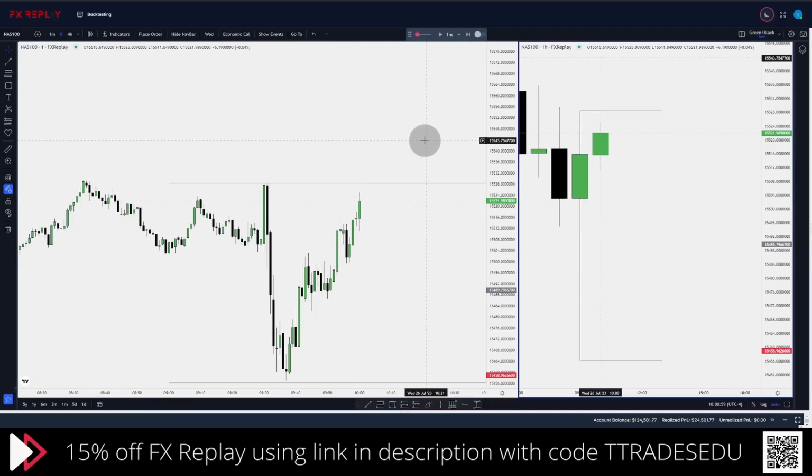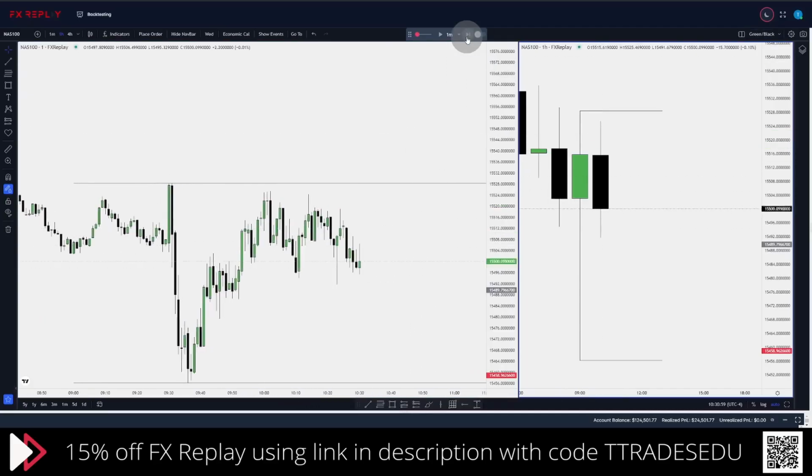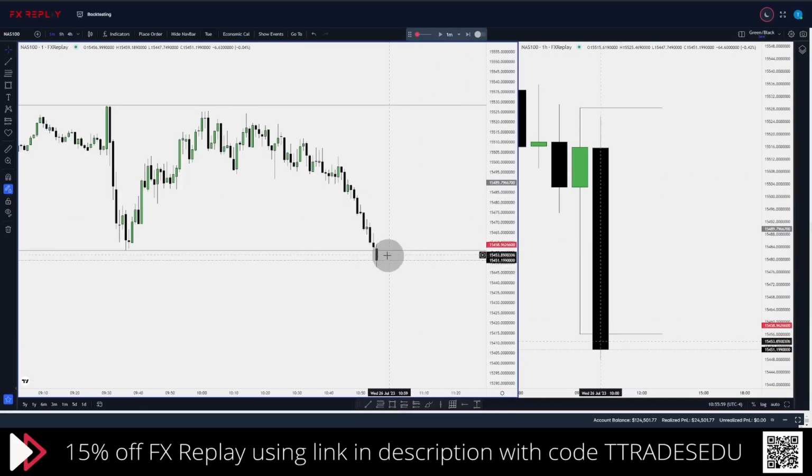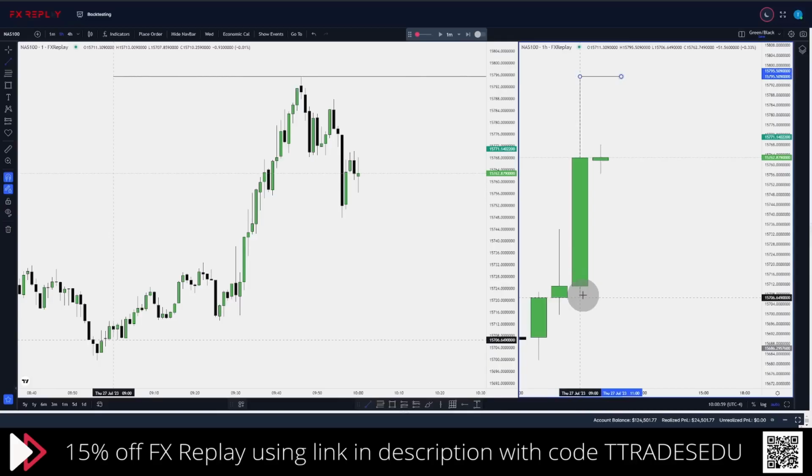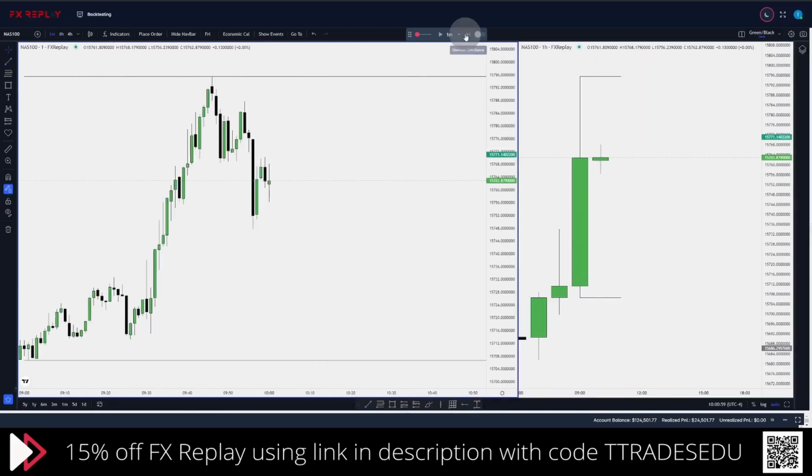So here we are on the 26th. Okay, here's our sweep, but where are we at? Here's our 11. So does an entry provide itself at 11? No. Going to the next day. Here we are on the 27th. Let's mark out our high and low.